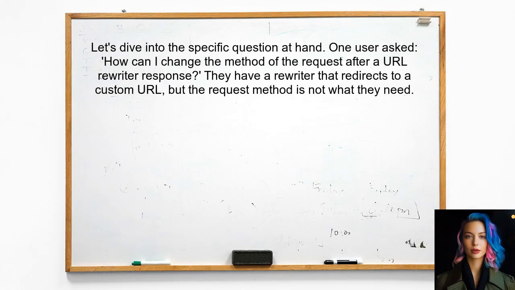Let's dive into the specific question at hand. One user asked, how can I change the method of the request after a URL rewriter response? They have a rewriter that redirects to a custom URL, but the request method is not what they need. Sound familiar? Let's explore this together.